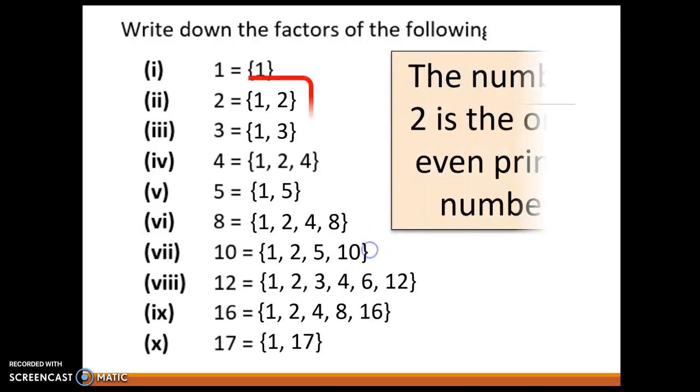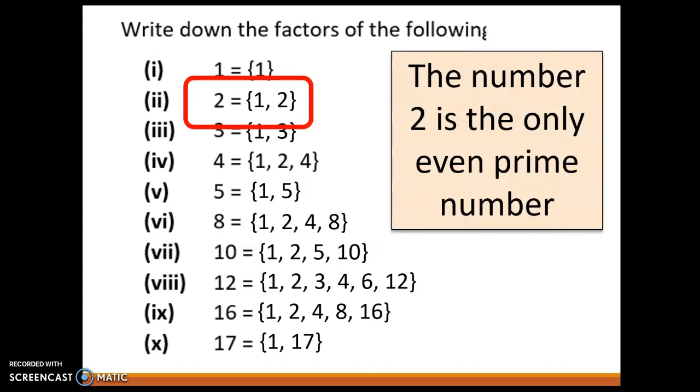The next observation to make is the number 2 is the only even prime number. If you notice here, the next one is number 3. That's prime, but that's odd. 5 is odd. 17 is odd, and so on and so forth. But 2 is the only even prime number.